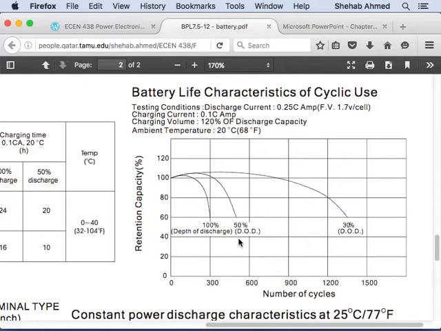If you discharge it every time to 50% of its energy, meaning the depth of discharge is now 50%, the number of charge-discharge cycles that you can operate this battery for is about 400 cycles. Now you go and design your application.